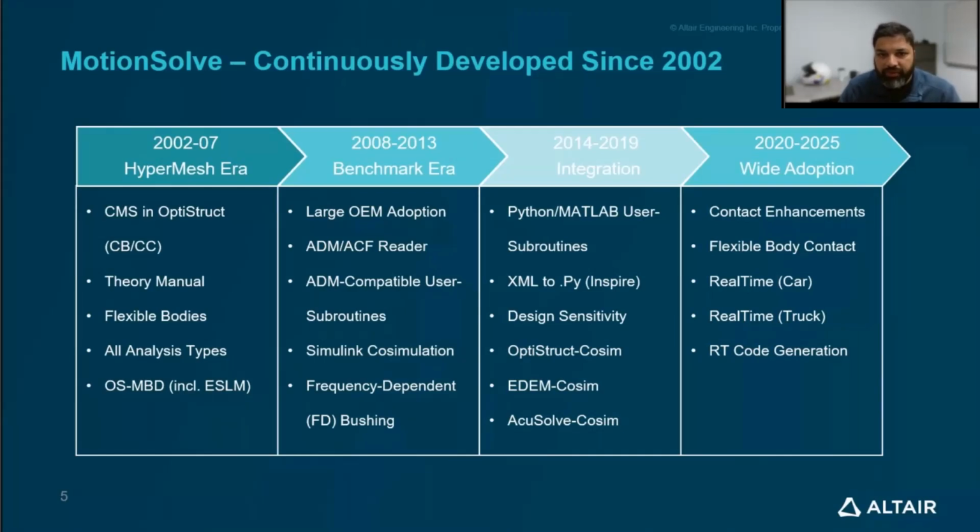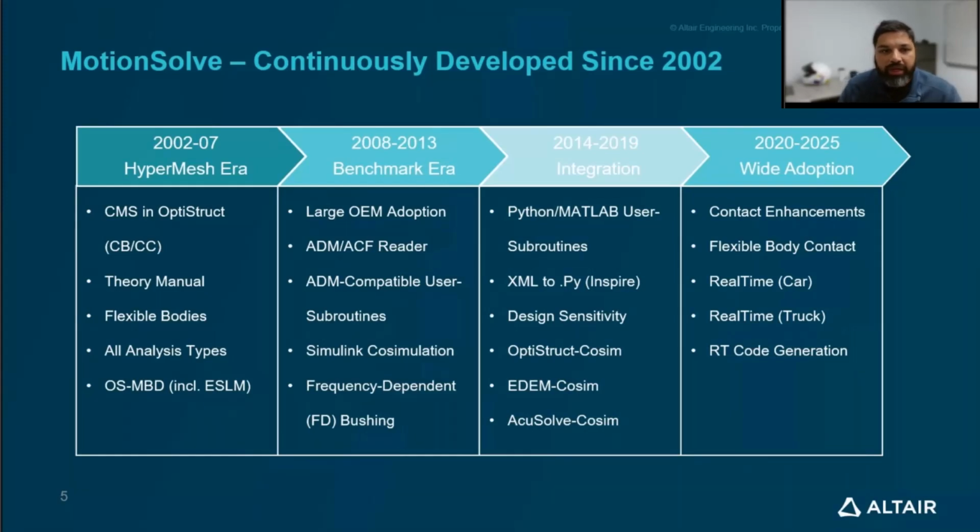2014 to 2019 is where MotionSolve saw a lot of development for co-simulation technologies. So OptiStruct, which is our finite element solver, EDEM I've already talked about, as well as AccuSolve, which is CFD. So these are things which started to develop sometime at the end of the previous decade. And we also had Inspire come on the scene. Inspire is another product that we have which enables access to MotionSolve. And there we have primarily a Python-based framework.